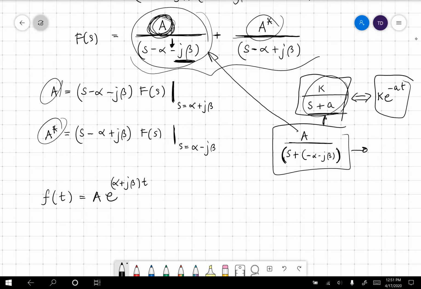So that is the inverse Laplace transform of that term.